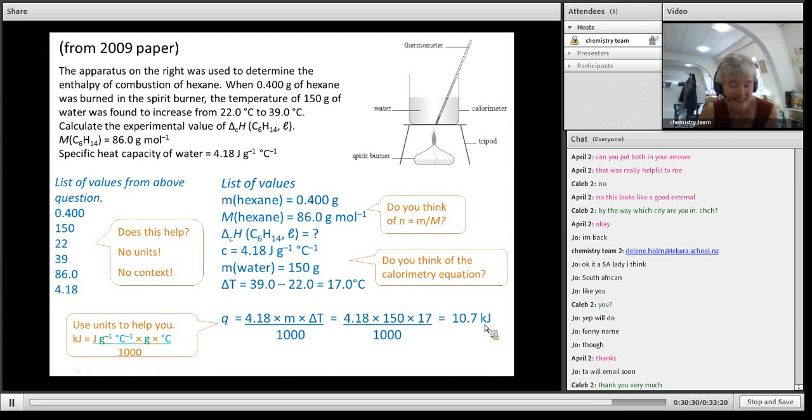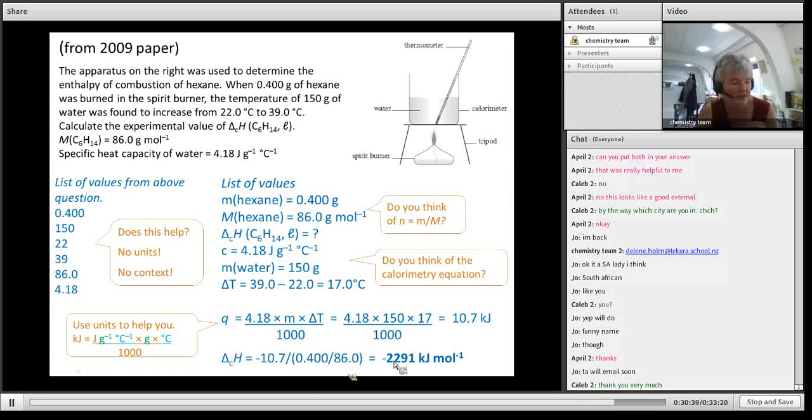Now notice that's kilojoules, not kilojoules per mole, because I haven't got it to 1 mole yet. So I have to first work out the number of moles, divide the 10.7 by it to get the kilojoules per mole. Also notice the sign swap, because I'm going from the calorimeter and putting it back into the reaction. So if the temperature's gone up, it means I must have had an exothermic reaction.